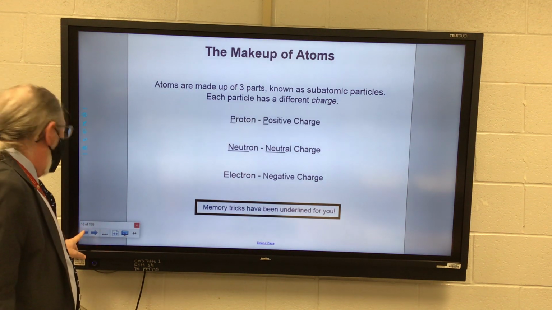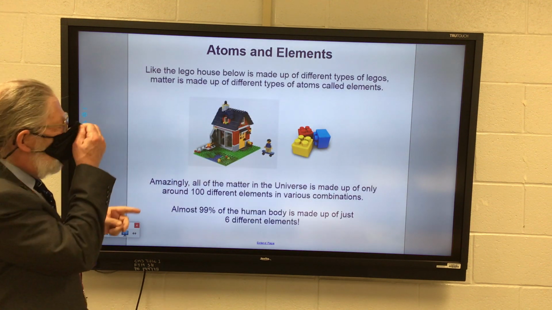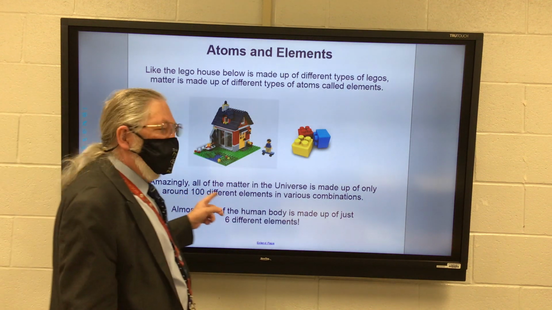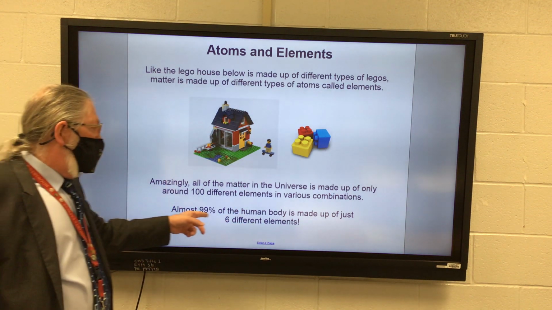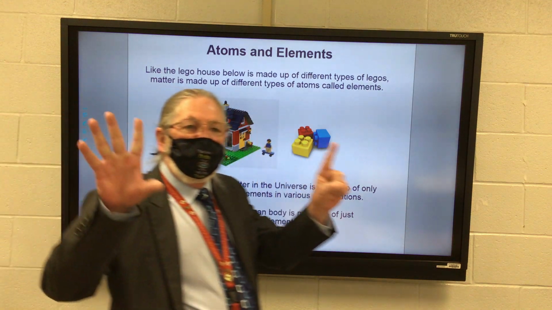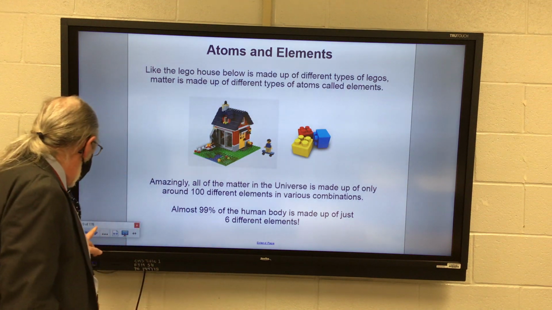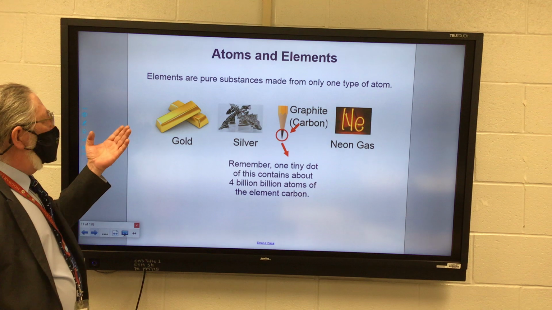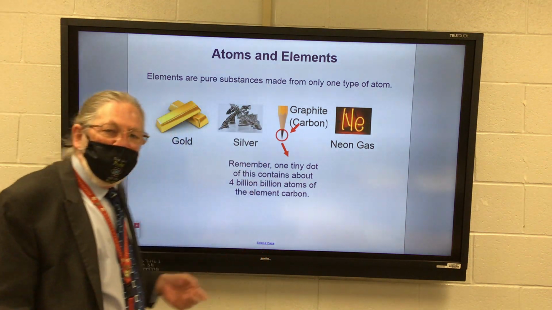Okay, so you remember we said that atoms are the building blocks of the universe, right? Everything in the universe is made up of some kind of atom, and that 99% of the human body is made up of just 6 elements, right? 6 elements. And we said that elements are pure substances made up of one type of atom. We said that.